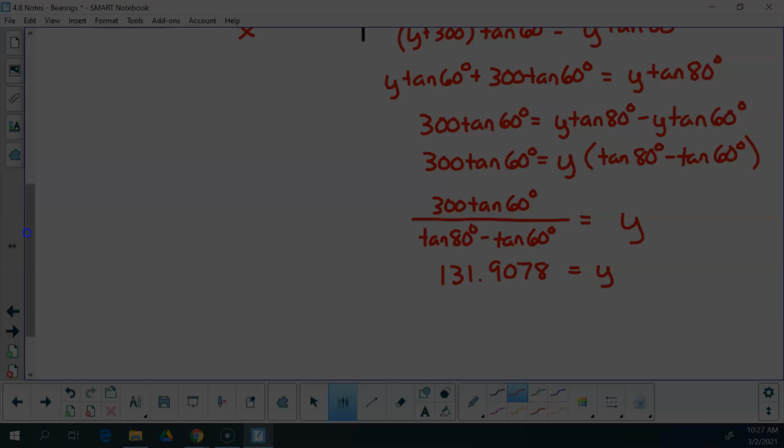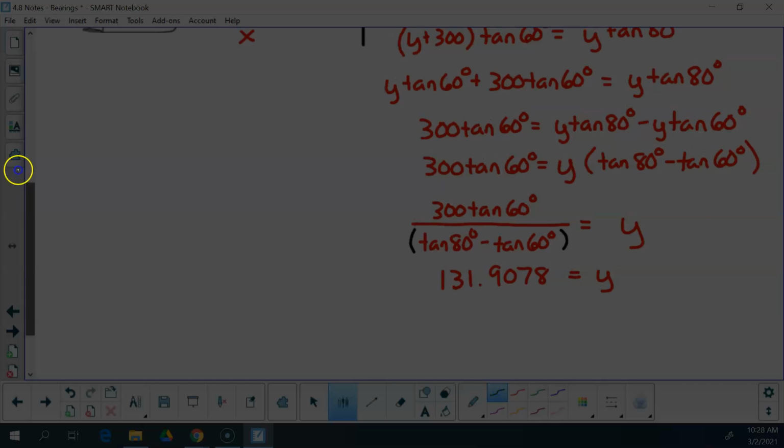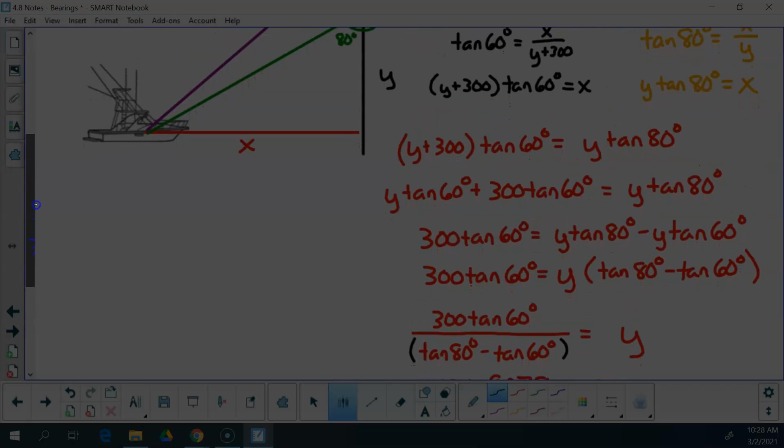Now be careful how you're typing it in. This needs to go in its own set of parentheses when you're typing it in. You can't just do 300 tangent of 60 divided by tangent 80 minus tangent of 60, because it will only divide by tangent of 80 degrees. Then it'll subtract off the tangent of 60. Okay? But that's why we need to find x.